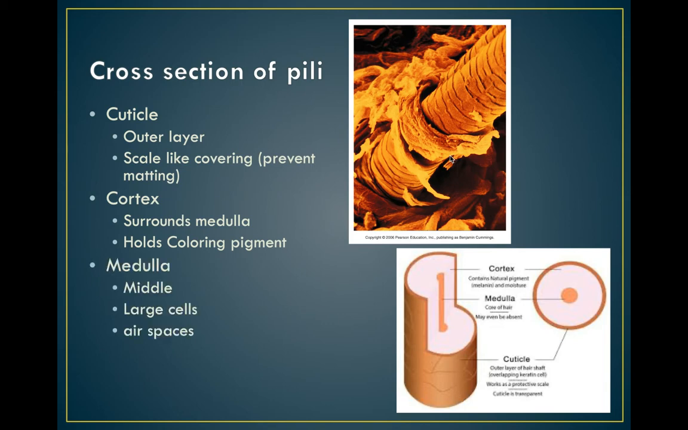And then you have the very innermost middle of a hair pili, which is called the medulla. You have very large bubbly cells in here and some air spaces as well. If you looked under the microscope in your hair lab and you thought you saw a really thin, kind of innermost dotted line almost inside of your cells, you were probably seeing some of the medulla.